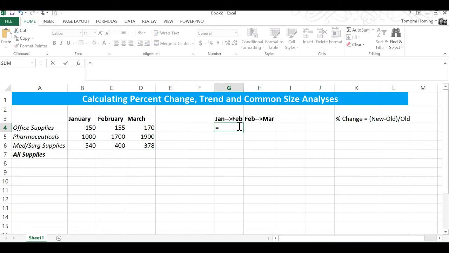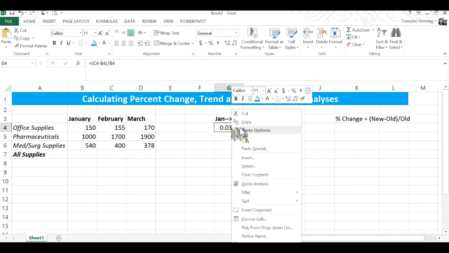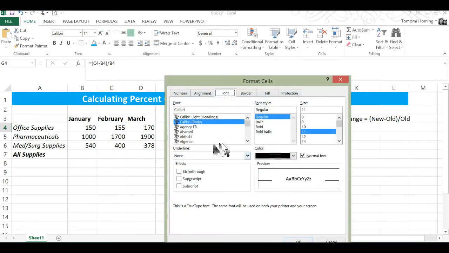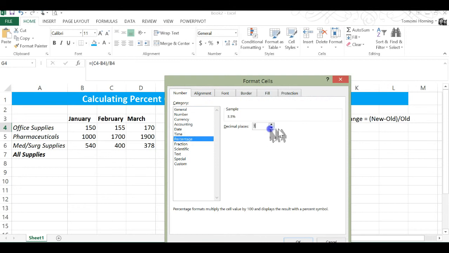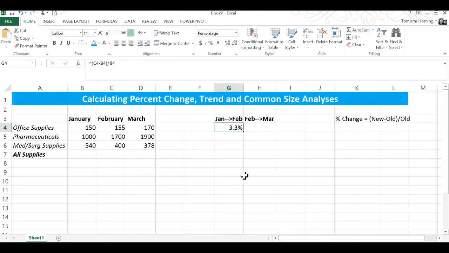So the formula would be equal sign. You must have the parentheses because you need the difference of the January and February figures. So this would be February, which is new, minus January, which is old. You're going to close the parentheses because you want the difference of the two, divided by the old, which is the January figure. So you get 0.033. Now we learned in the Excel Basics tutorial that you can format cells, change that to a percentage. Maybe we want 1 decimal place. And now we know that there was a 3.3% increase from January to February.